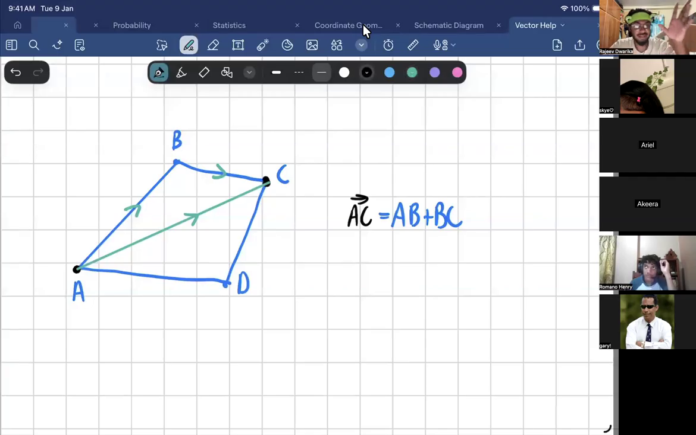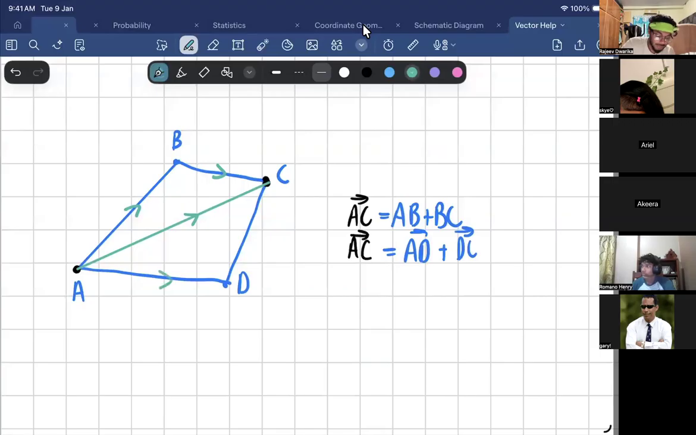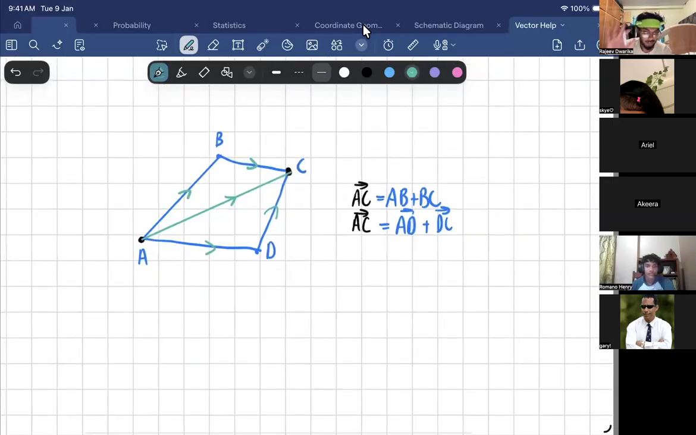Are we done yet? Guys, is that the only way I could reach from A to C? No, sir. You go from A to D, then D to C. Like what we talking about? A to C, I could go from A to D, and then I could go from D to C. Well, check that. A to D, and then D to C. So is it making sense? All of these are alternative ways you could go from A to C. That is like the foundation of vectors.